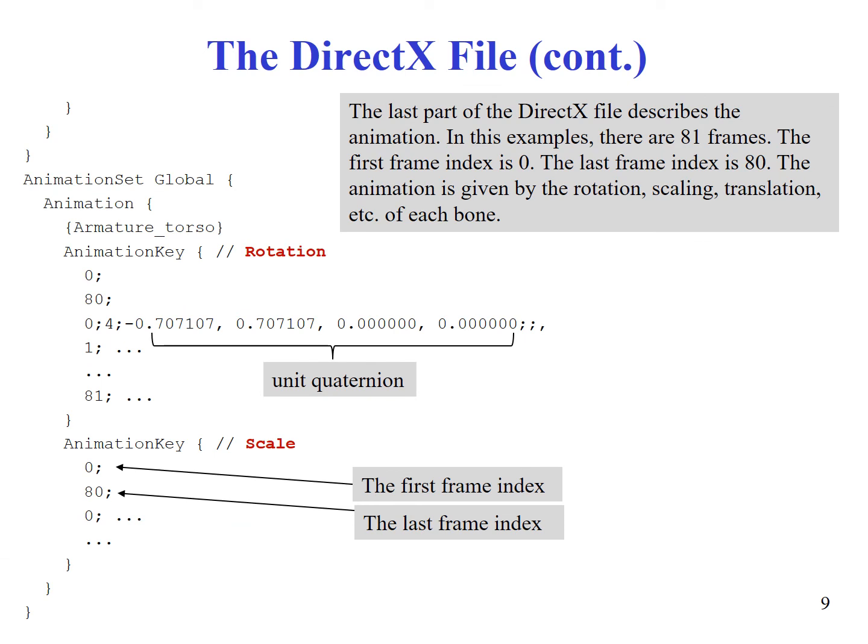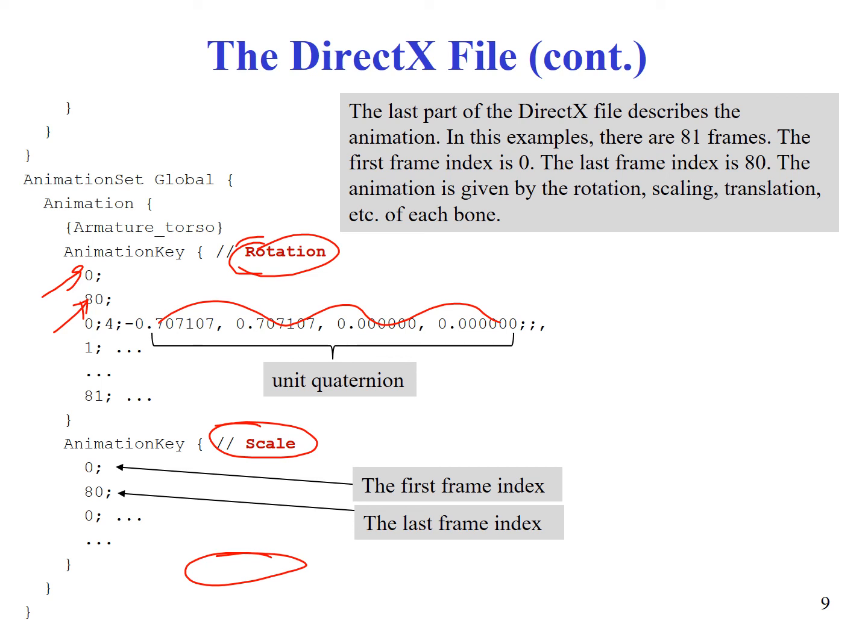The last part of the DirectX file describes the animation. In this example, there are 81 frames starting from frame 0 to frame 80, and then the rotations are given in the form of quaternions, unit quaternions. So there are 4 values, and following this the scale is given, and the translation would have been given separately because quaternions can only describe rotations and not translations or scaling.